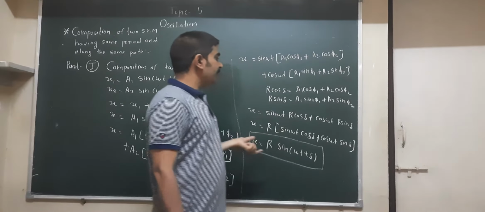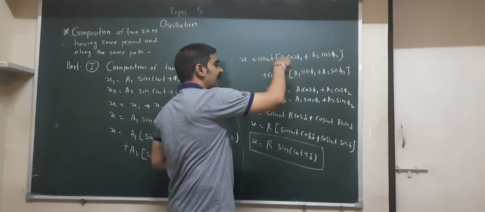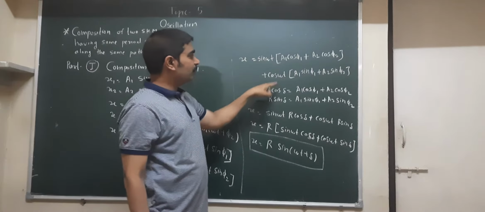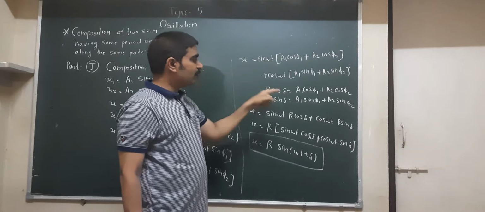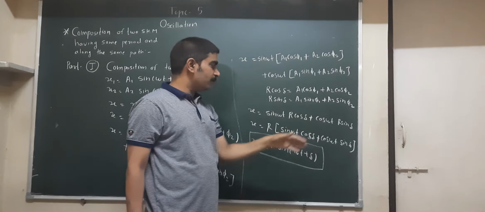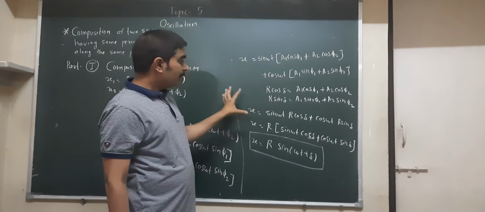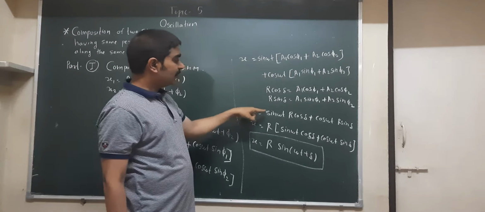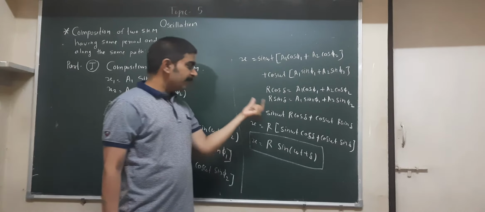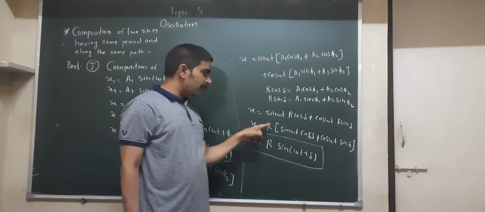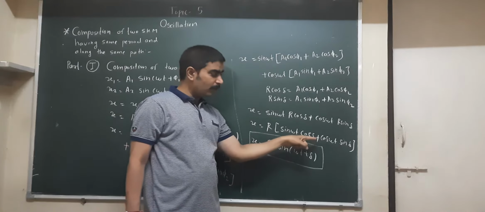Then we have to consider the bracket terms as R cos delta is equal to a1 cos phi 1 plus a2 cos phi 2, and R sin delta is equal to a1 sin phi 1 plus a2 sin phi 2. Then the step will become x is equal to sin omega t R cos delta plus cos omega t R sin delta. Take R as common, so sin omega t cos delta plus cos omega t sin delta.